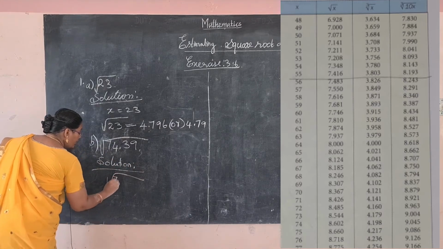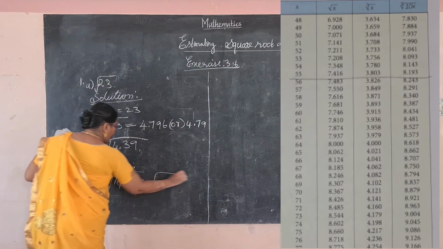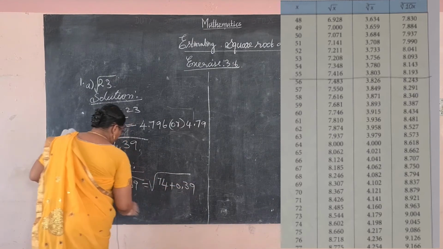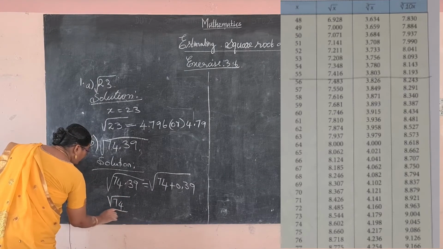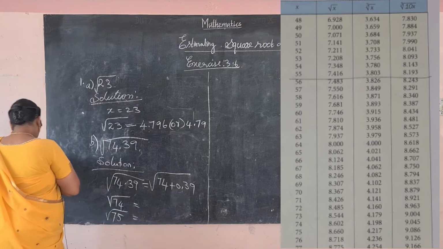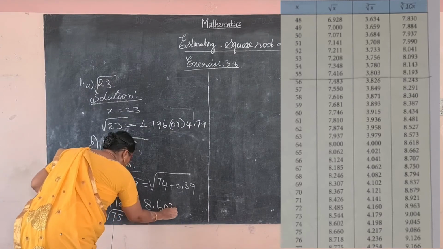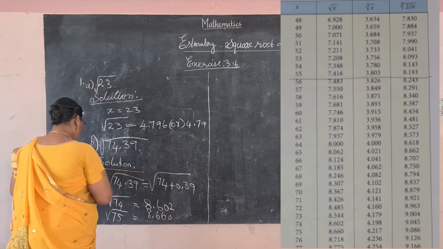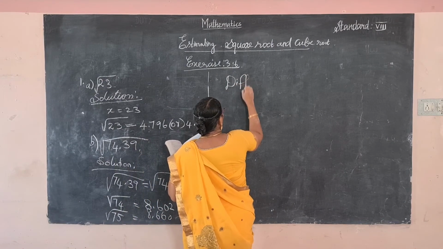it can be written as 74 plus, okay, first write the number. Okay, next step we'll write 74 plus 0.39. Now find out the value of the square root of 74 and the square root of 75. Okay, what is the value from the table? 8.602 and then 8.660. Now find out the difference.